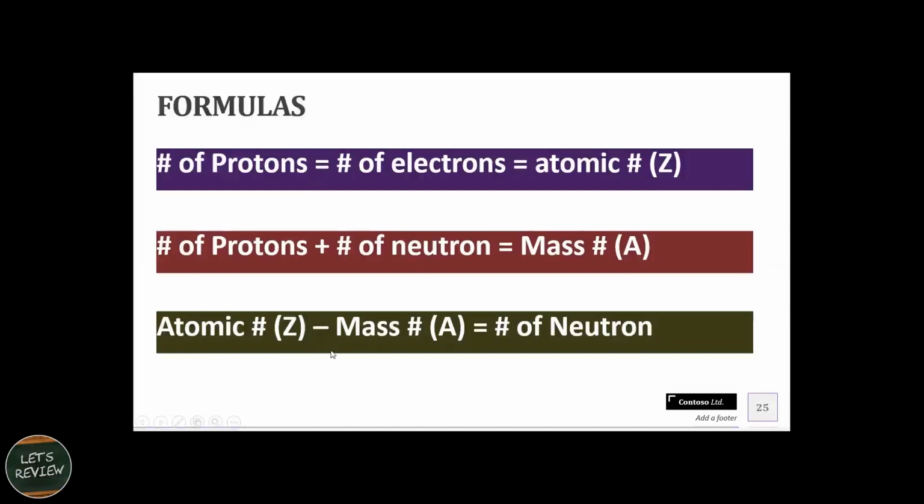So that's it for this day. I hope you understand the different subatomic particles of the atoms, the way we compare the number of protons, electrons, and atomic number, the isotopes, and how to get the mass number and the number of neutrons.